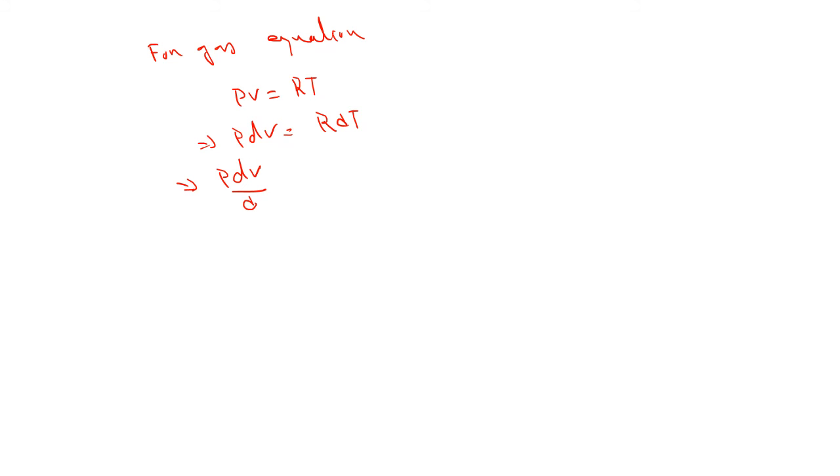So next is the ideal gas equation. For the gas equation, we can write PV equal to RT. I think all of you know this equation. Then differentiating, we can get P dV by dT equal to R, so we can give equation 3.